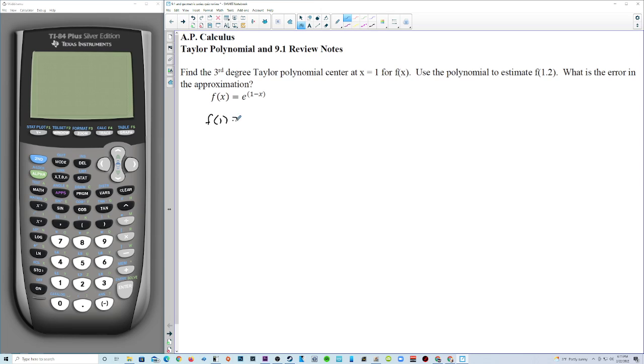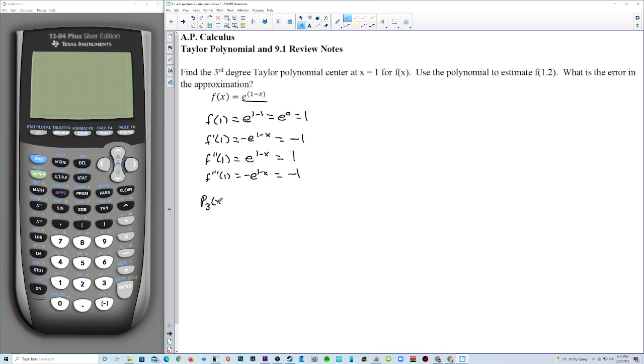So let's find f of 1. That's e to the 1 minus 1. That's e to the 0, which is 1. And then the first derivative of this right here is negative e to the 1 minus x. And when we plug 1 in, we get e to the 0 again, so that ends up being minus 1. Second derivative is e to the 1 minus x, and that's a positive 1. And then the third derivative is negative e to the 1 minus x, and that is negative 1.